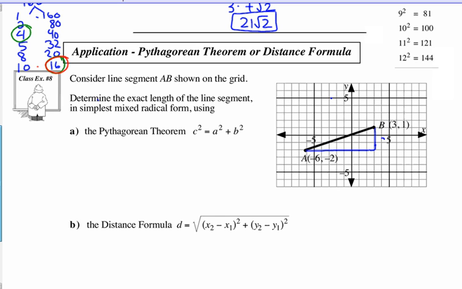Now I know I went 3 units up and 1, 2, 3, 4, 5, 6, 7, 8, 9 units to the right. And so we can use Pythagorean theorem. So C squared is equal to 9 squared plus 3 squared. So 9 squared is 81 plus 9. So we get C squared equals 90. And it says answer as an exact length in simplest mixed radical form. So no more decimals here. So we want to simplify root 90, square root by both sides.